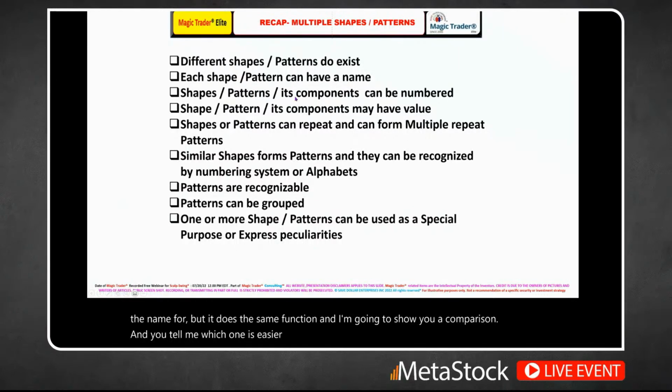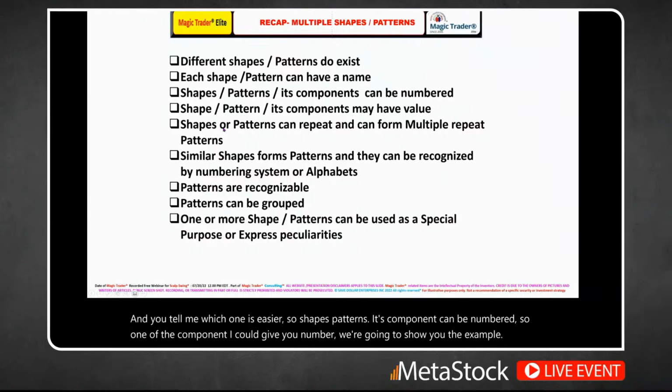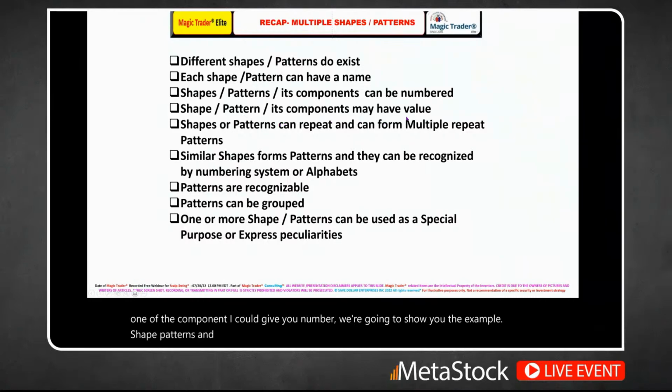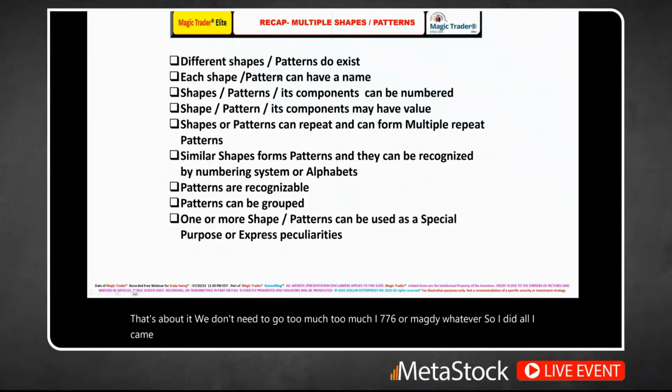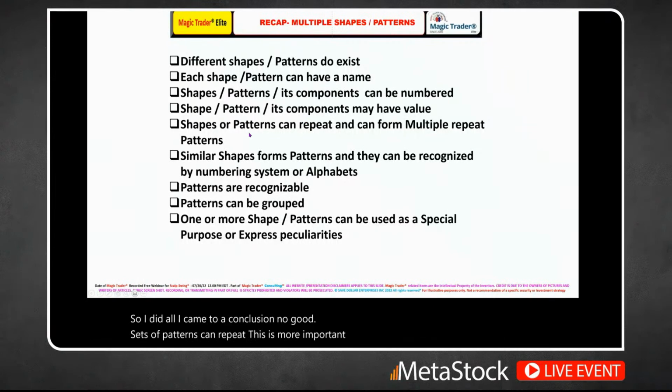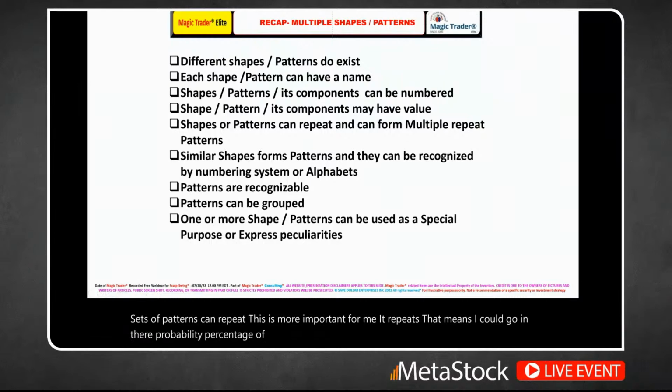Shapes, patterns, and their components can be numbered. One of the components I could give a number, and we're going to show you the example. Shapes, patterns and their components may have a value. So it's a 4 value, 0 value, or -4. That's about it. We don't need to go too much into RSI 77.6 or MACD, whatever. I did all that, and I came to a conclusion: no good. Shapes or patterns can repeat. This is more important for me. It repeats, so that means I could go in there. The percentage of probability is more for me.